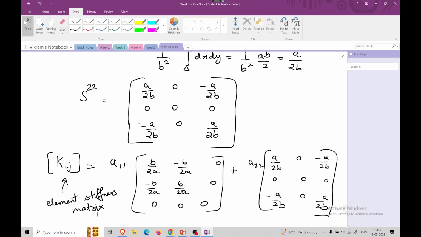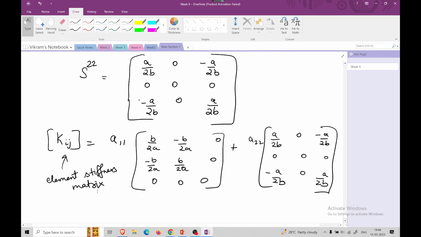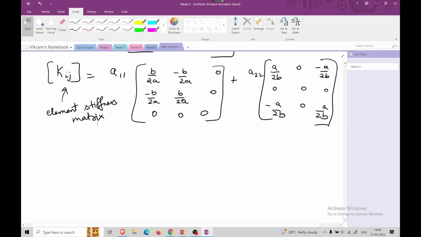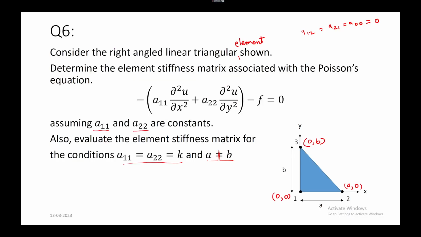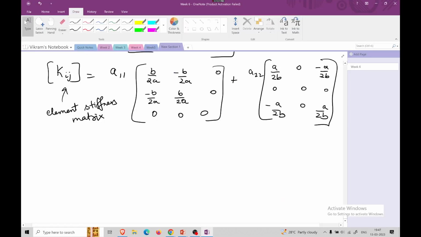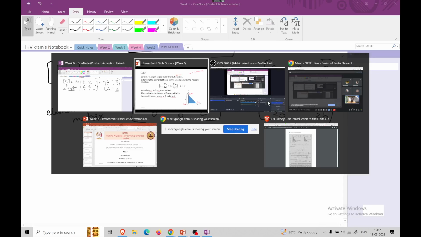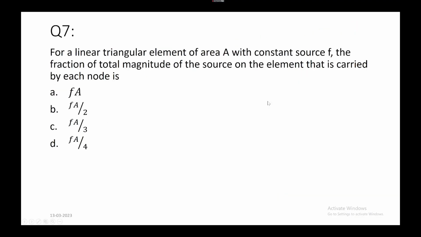Okay, so any doubt in this question? This is a very long question. We have derived the element stiffness matrix. Any doubt in this? So how we derived? Okay, so we can simply evaluate. If you substitute A11 and A22 as k and a equal to b, you can simply substitute and find out. You can add then both the matrices. So we can go to the next question now.